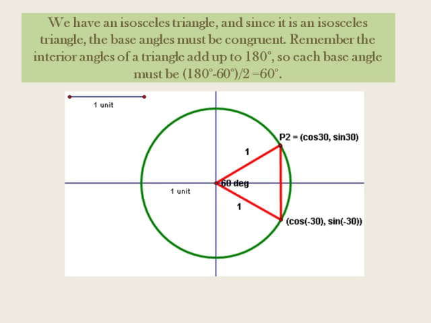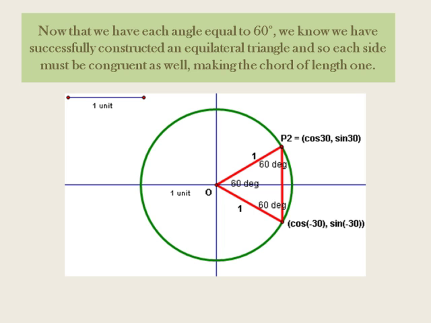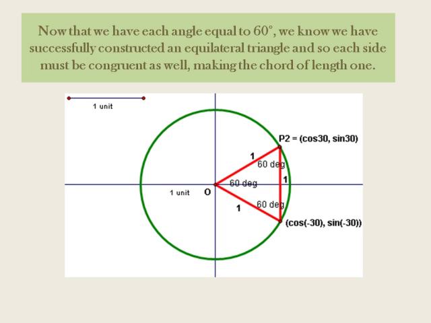We have an isosceles triangle, and since it's an isosceles triangle, its base angles must be congruent. Remember, the interior angles of a triangle add up to 180 degrees. So each base angle must equal 180 minus 60 divided by 2, giving us all 3 angles to be 60 degrees. Now that we have each angle equal to 60 degrees, we know we have successfully constructed an equilateral triangle, and so each side must be congruent as well, making the chord of length 1.